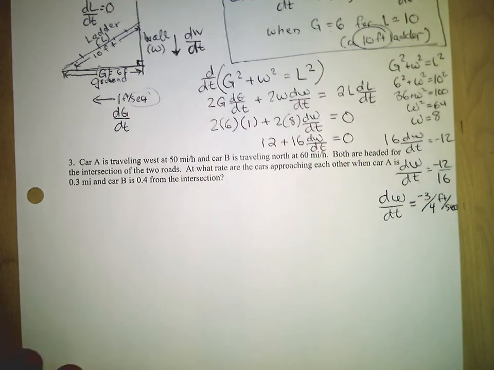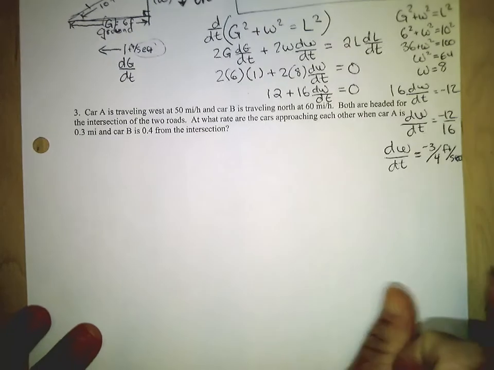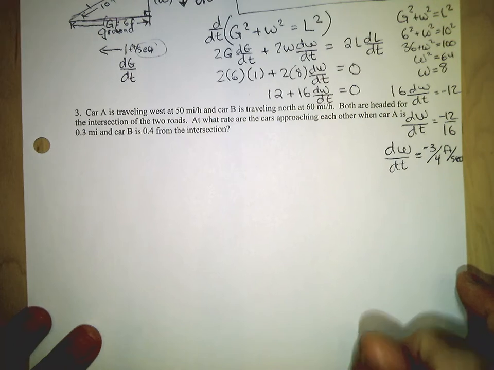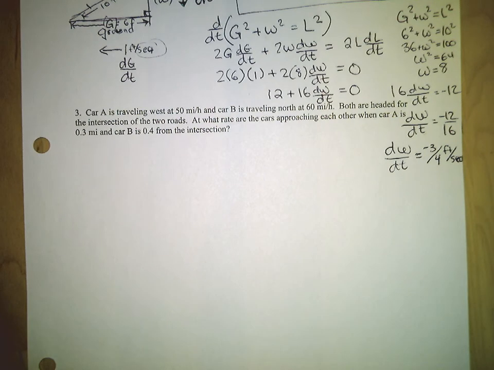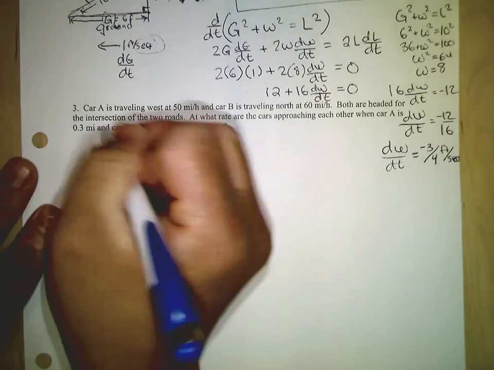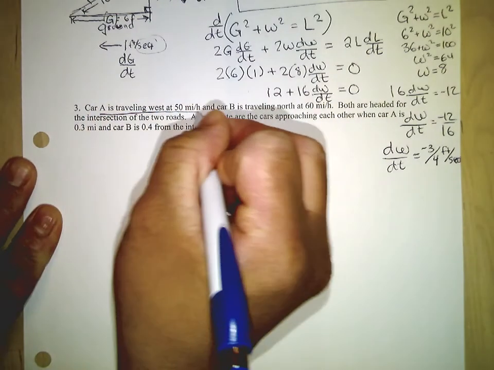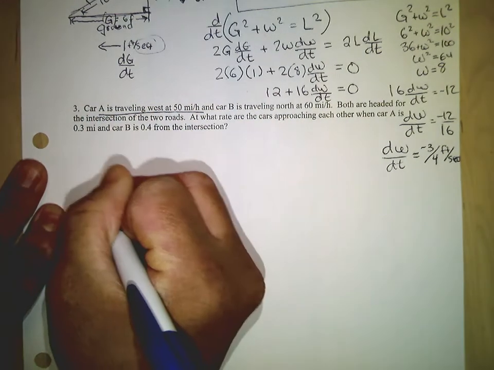All right, so let's try another example here. This one will also involve the Pythagorean theorem. I will give you a heads up on that. And a lot of the classic related rates problems actually do involve the Pythagorean theorem. All right, so car A is traveling west at 50 miles per hour.